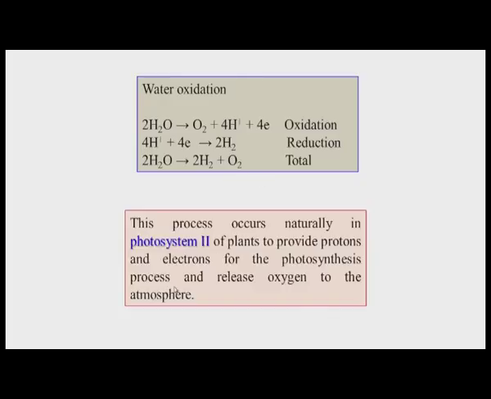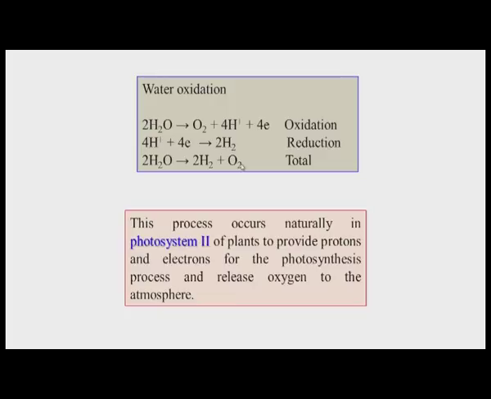So, this particular process that we see there is a natural process, and we also consider it as photosystem 2, provided by the plants. This reaction provides us protons. These protons form, along with the electrons for the photosynthesis process, and release oxygen to the atmosphere. That is why we get the release of oxygen.